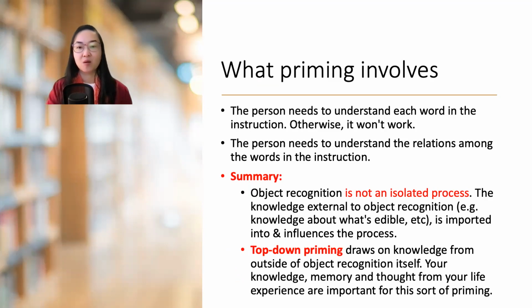Summary. Object recognition is not an isolated process. Knowledge external to object recognition, for example, knowledge about what's edible, etc., is imported into and influences the process. Top-down priming draws on knowledge from outside of object recognition itself. Your knowledge, memory, and thoughts from your life experience are important for this sort of priming.